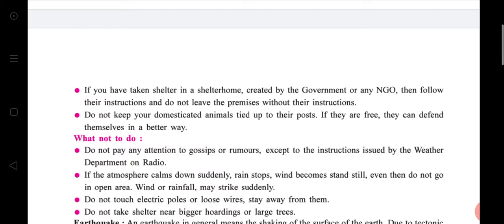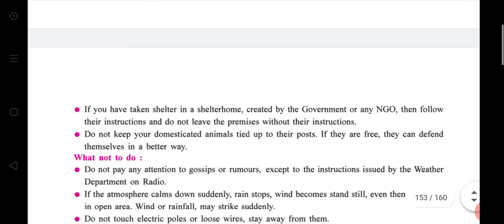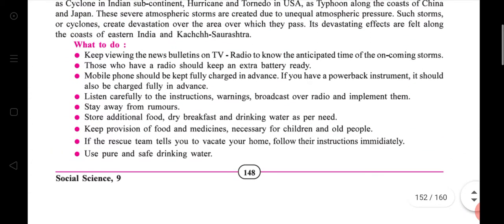Then the last one is do not keep your domesticated animals tied up to their post, because if they are free, they can defend themselves in a better way. That means if you have a dog or cat at your home, please try to free them, because if they are free, then they can defend themselves better. So here we are done with what to do at the time of cyclone. Very easy points are given in the textbook, so you can easily learn these points.